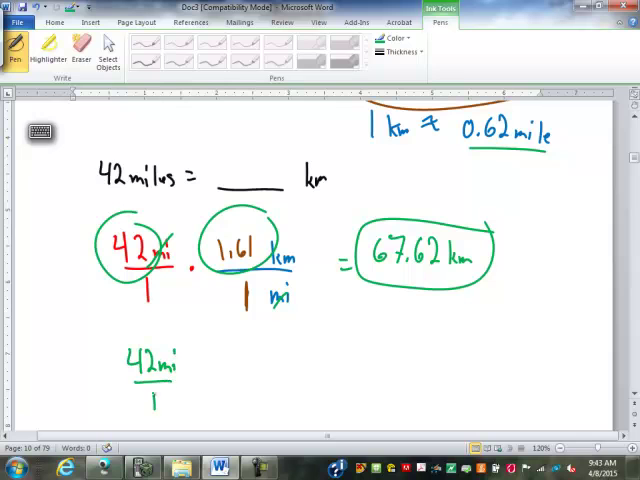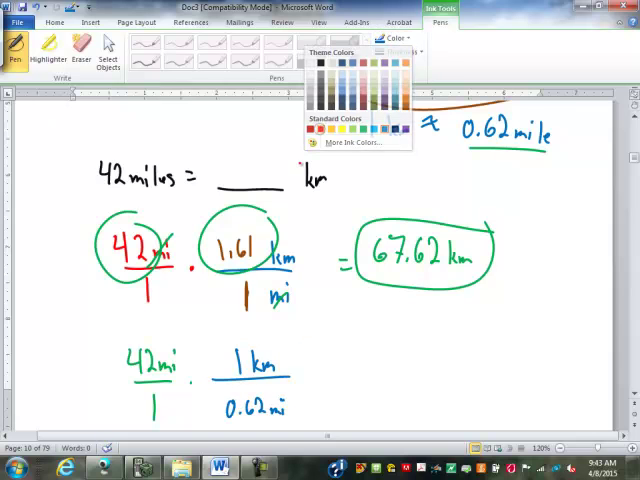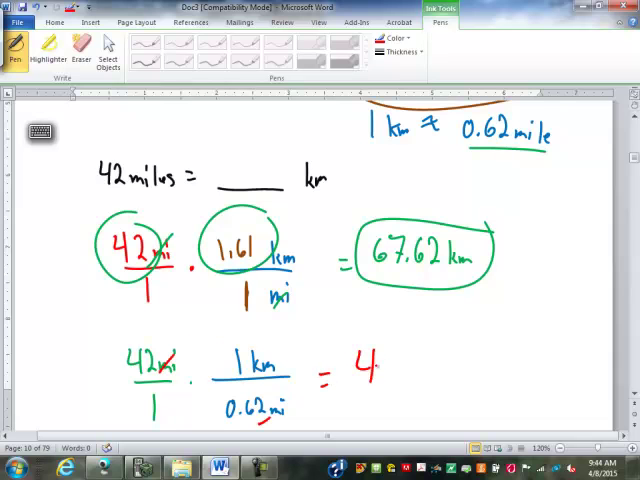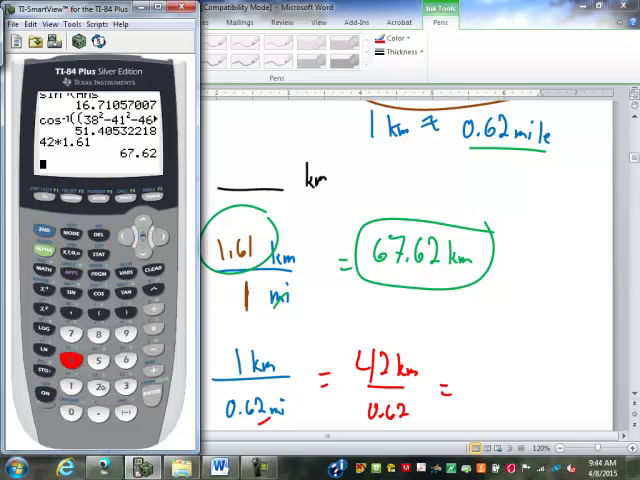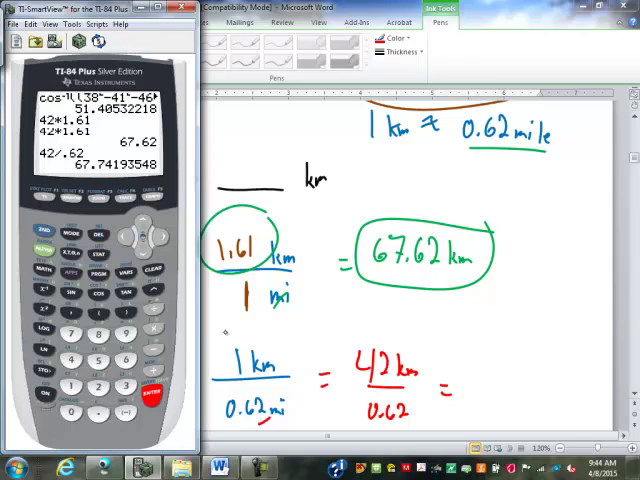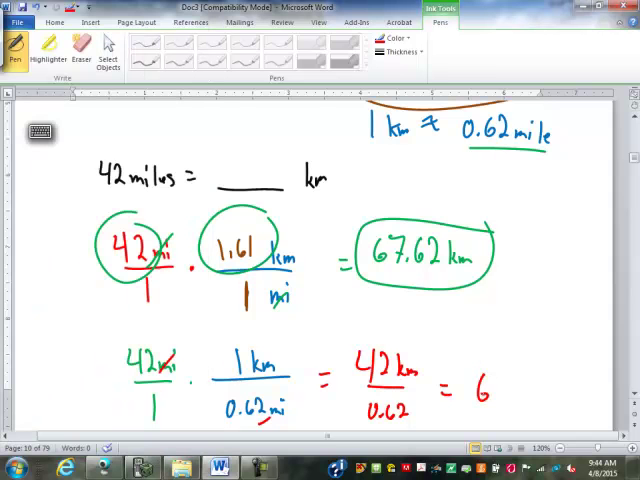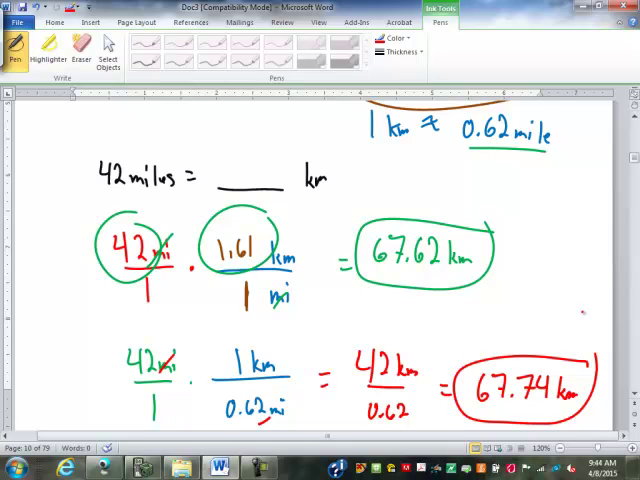If you had 42 miles over 1, and you used 1 kilometer is 0.62 miles, the miles are still going to cross cancel out. What you're going to get is 42 kilometers over 0.62. And when you divide 42 by 0.62, you get 67.74. Pretty much, it's the same measurement. It's off by 13 hundredths of a kilometer. It's the same measurement, but in my math lab, they're going to be looking for this number because they want you to use the one with a 1 on the bottom of that conversion factor. So just be aware of that.